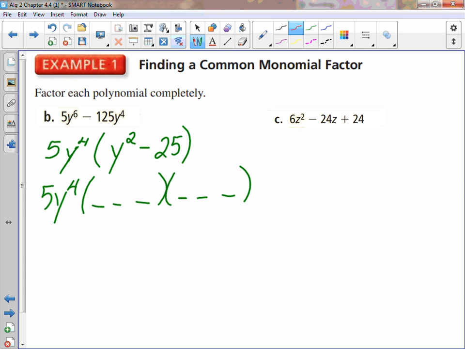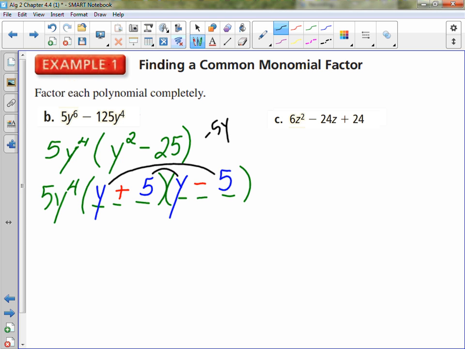Now look at this here, since 25 is negative, the signs are opposite. The factors of y squared just leave us with y and y, and 5 and 5. Always make sure to check it: y times negative 5 is negative 5y, 5 times y is plus 5y, which gives us 0. Is that what we wanted? Yes? And make sure when you're checking it, you're not just putting stuff down. Make sure you're actually multiplying. Yes.